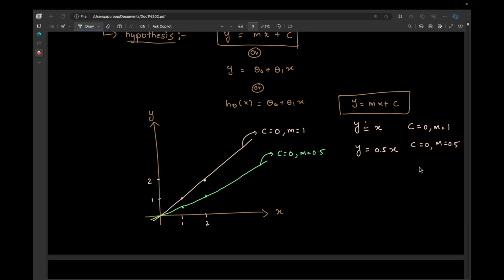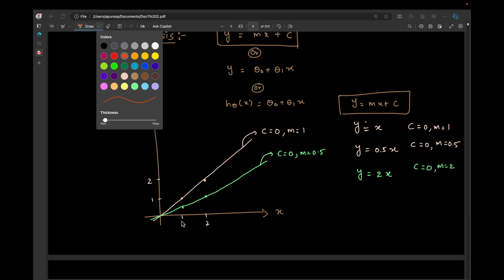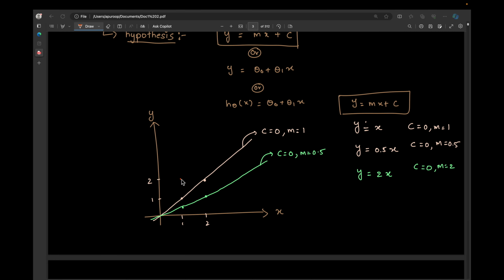Let's try to observe some other line, that is c equal to 0 and m equal to 2. For this line, how will it look? It will be y equal to 2x. And for this also, let's draw the line over here. For 1, what will be its y value? It will be 2. For 2, it will be 4. Our line equation will be connecting these. So that is how the line with c equal to 0 and m equal to 2 will look.